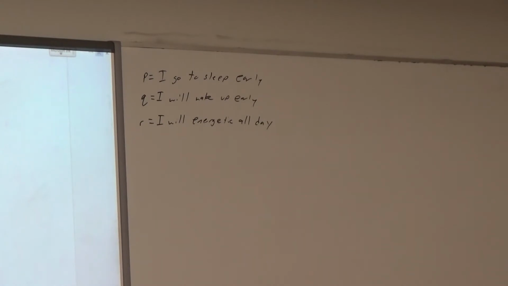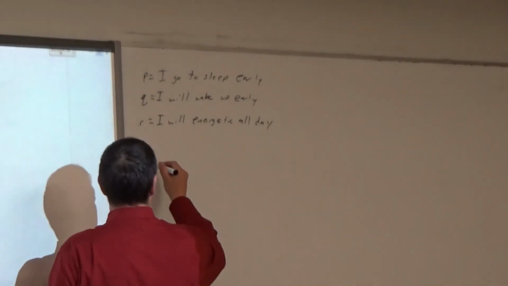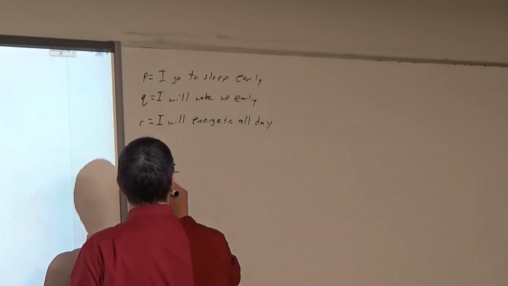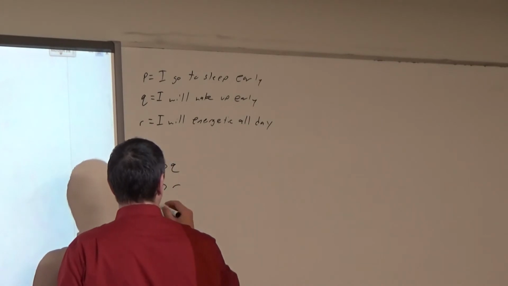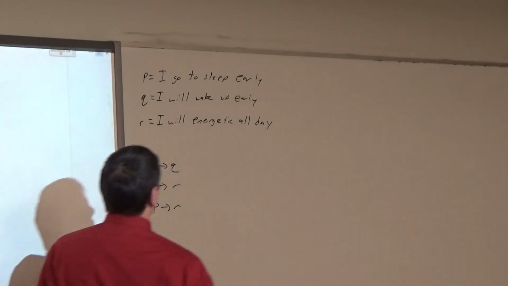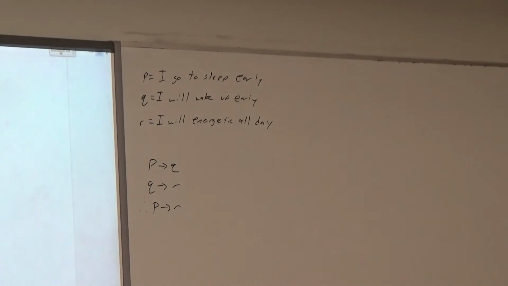So what's the first sentence look like? Sorry, P implies Q. P implies Q. So the second one? Q implies R. P implies Q, Q implies R, and therefore, what does that mean, guys? P implies R. We may have seen that earlier today, okay?